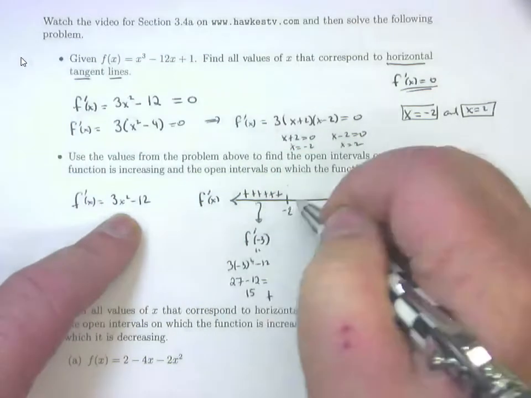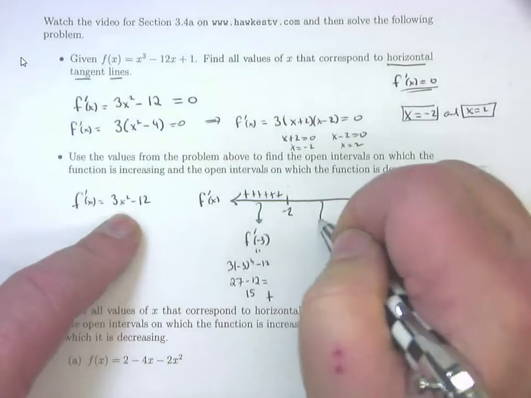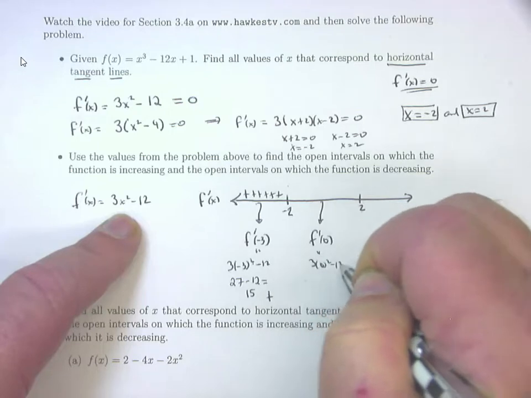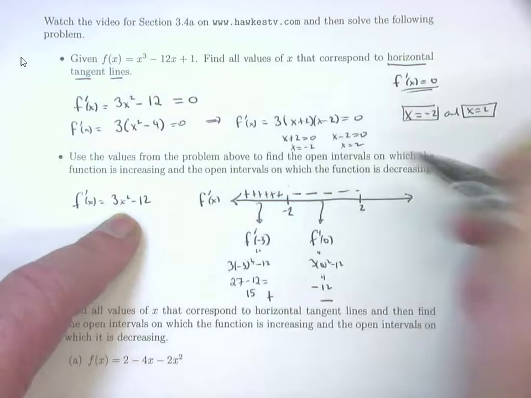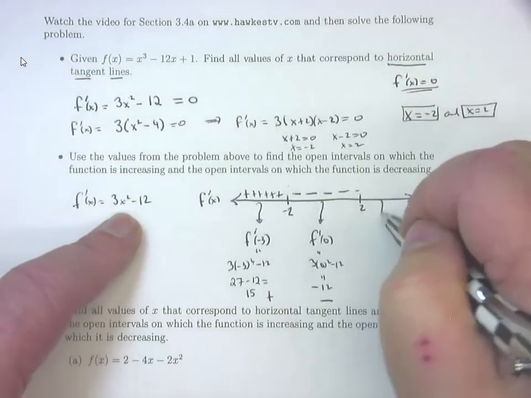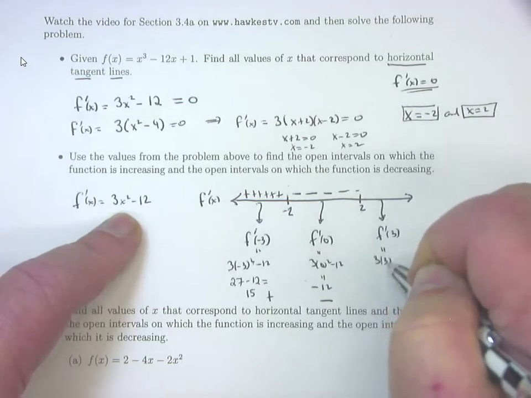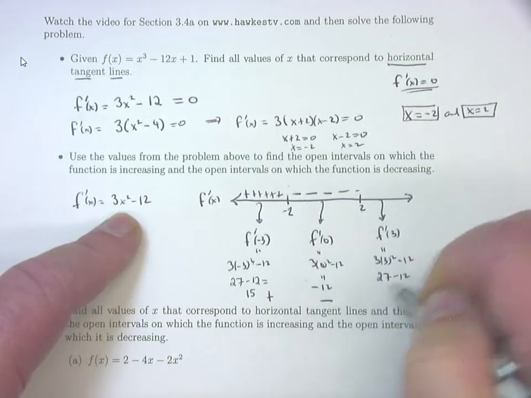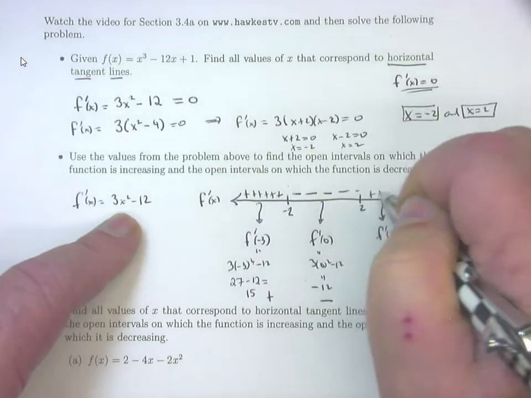Now pick a number between negative 2 and positive 2 and use your brain. Good choice, 0. This will be 3 times 0 squared minus 12. That's equal to negative 12. It's negative. So everybody in that interval is going to be negative. And then pick a number bigger than 2. I choose 3 because it's easier. F prime of 3 would be 3 times 3 squared minus 12. 3 squared is 9, times 3 is 27, minus 12. We're back to 15 again. It's positive, so everybody in the interval is positive.